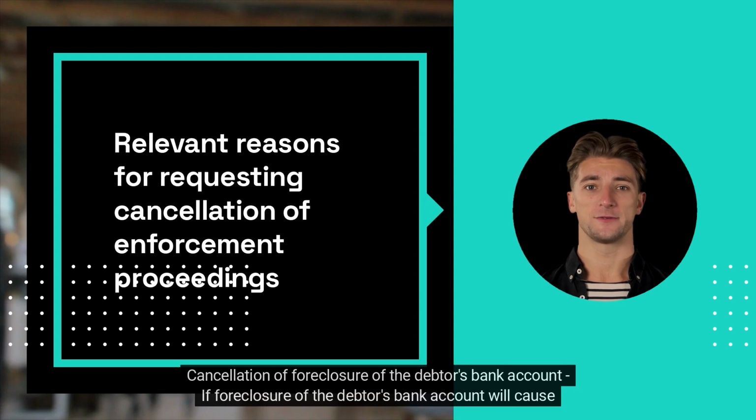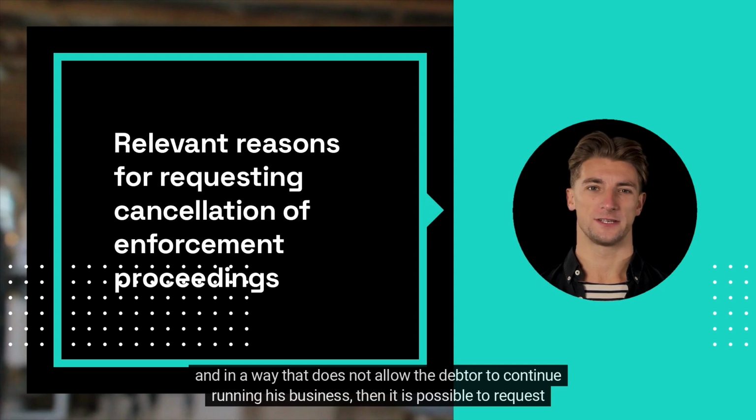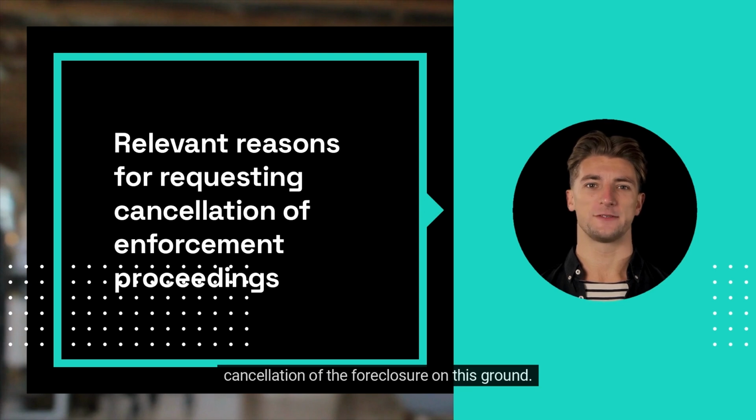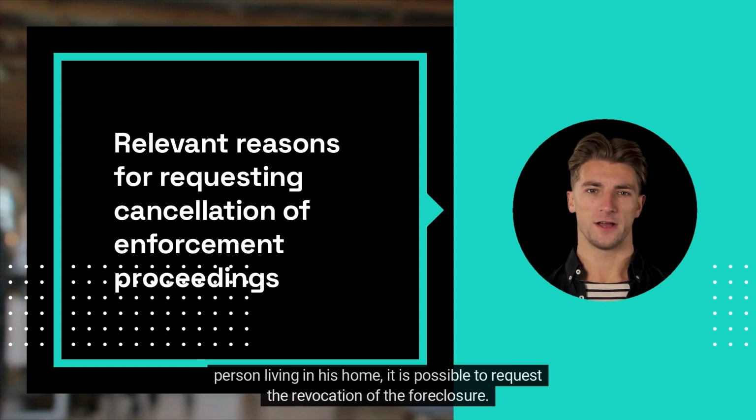If foreclosure of the debtor's bank account will cause him serious and ongoing damage to third parties, such as suppliers of a business, that may lead to a significant increase in the volume of his debts and impair the debtor's ability to repay his debts to the winners. Cancellation of foreclosure on property. If a foreclosure has been imposed on inventory of products in a manner and in a way that does not allow the debtor to continue running his business, then it is possible to request cancellation of the foreclosure on this ground. Even when property on which a foreclosure has been imposed is in the debtor's home, but is owned by another person living in his home, it is possible to request the revocation of the foreclosure.